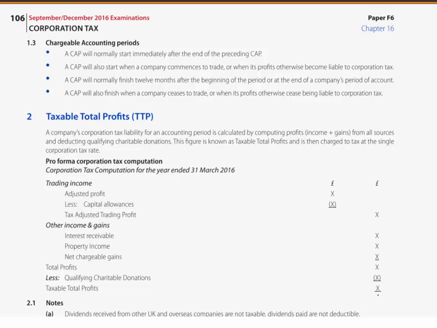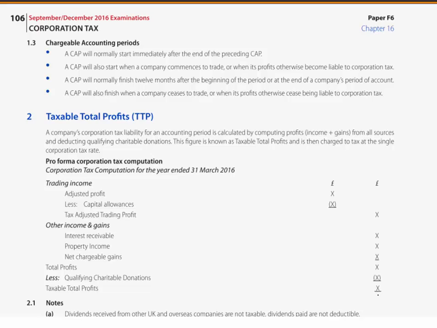We know that a chargeable accounting period cannot exceed 12 months. So if we have a long period of account, say of 15 months, we prepare a corporate tax computation for the first 12 months after the beginning of that period, and we will then prepare another corporate tax computation at the end of the company's period of account, so we'd have two computations, one of 12 months, one of 3 months. A chargeable accounting period will also finish when the company ceases to trade or when its profits otherwise cease being liable to tax, again for us at F6 when the company ceases to trade.